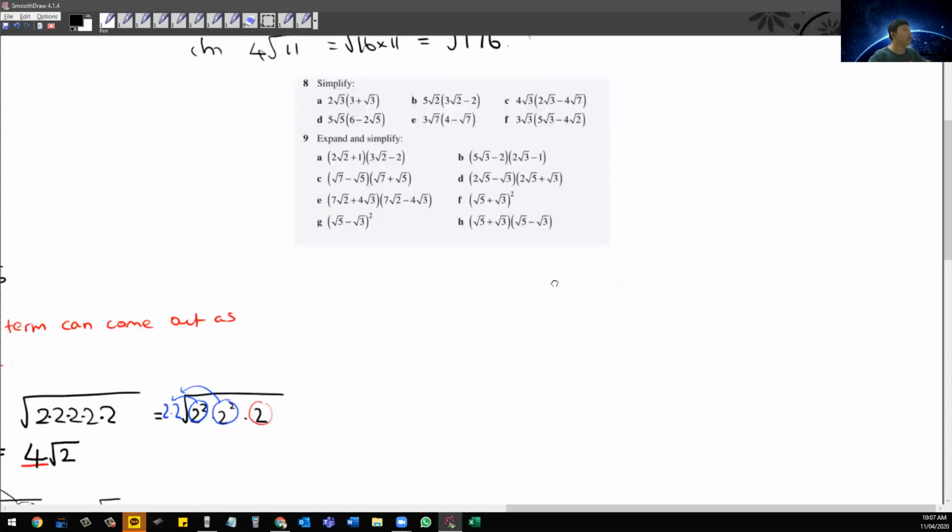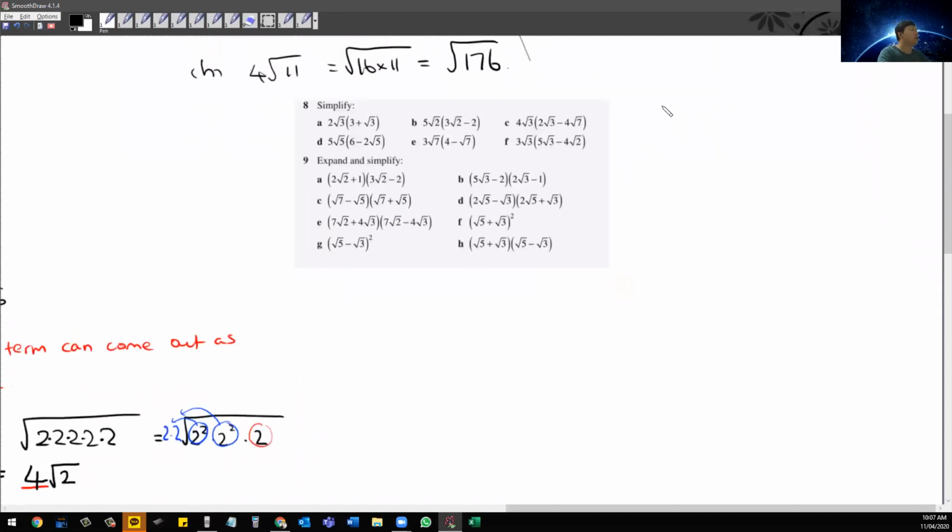Okay, number 8. Let's try 8a. We've got 2 root 3 times 3 plus root 3. That one times that one is 6 root 3, true? And that one times that one is how much? Can you guys tell me?